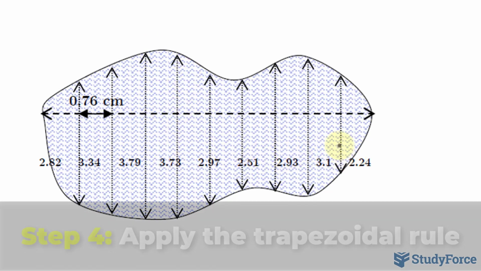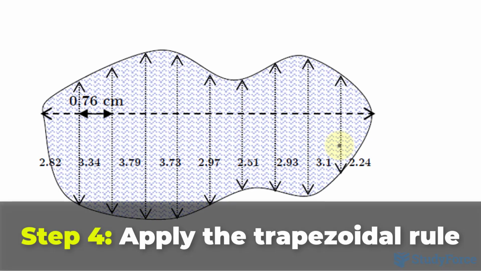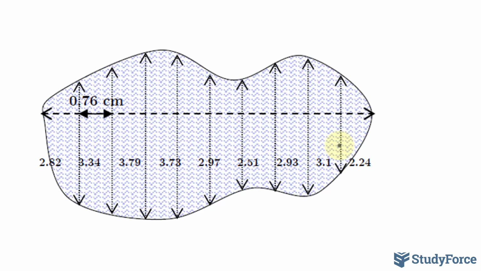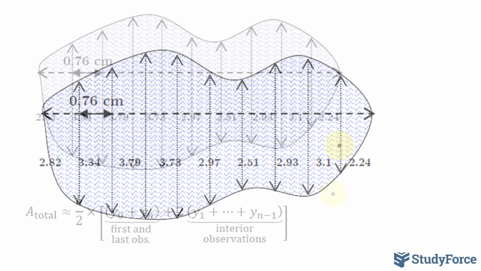Step number 4 involves applying the trapezoidal rule. We've now collected all the data we need, and now we have to apply this data into the formula that you see on your screen.